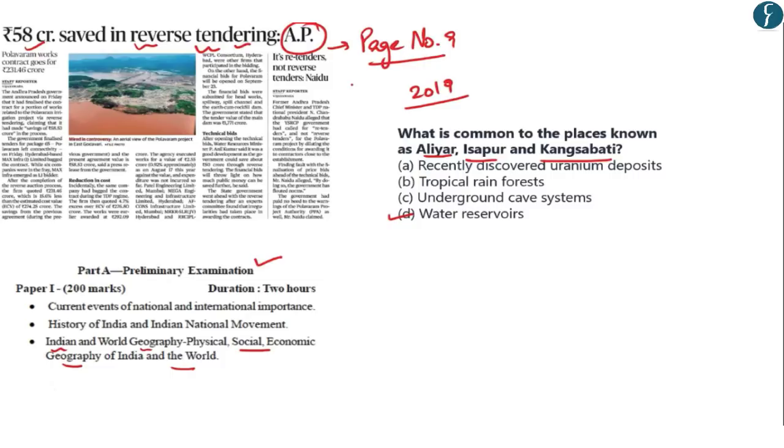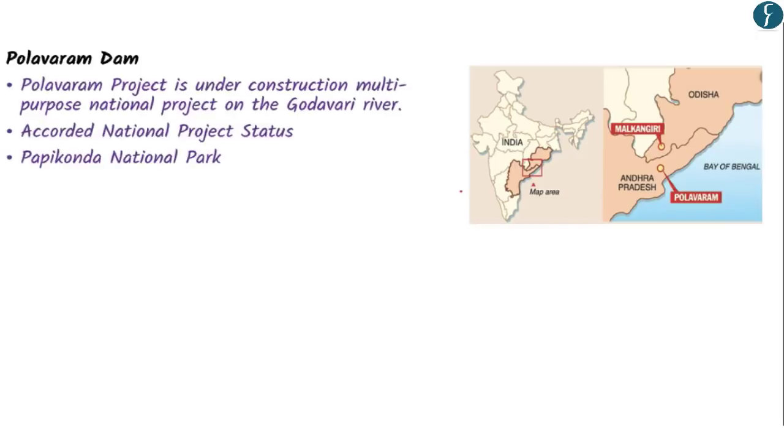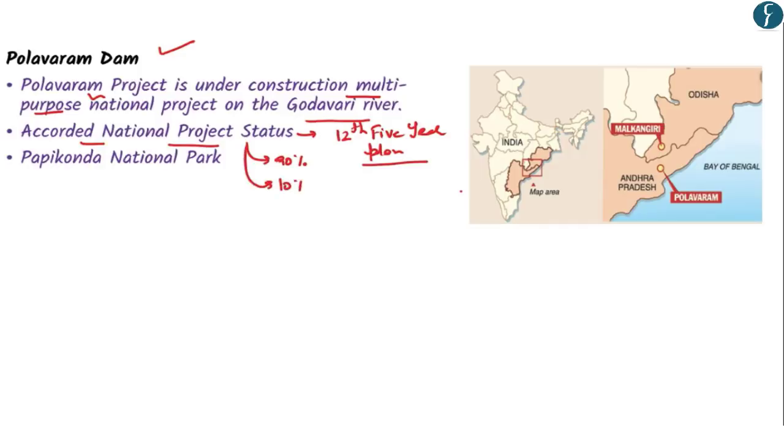Keeping this in mind, this topic is again very important. Let's begin. Now, as already mentioned, the topic is related to reverse auction, but also to the Polavaram Dam. Let's discuss Polavaram Dam first. Polavaram project is an under construction, multi-purpose national project on the river Godavari. This project was accorded national project status in the 12th five-year plan. Since it has been accorded the national project status, 90% of the funds are given by the central government and the rest 10% by the state government.